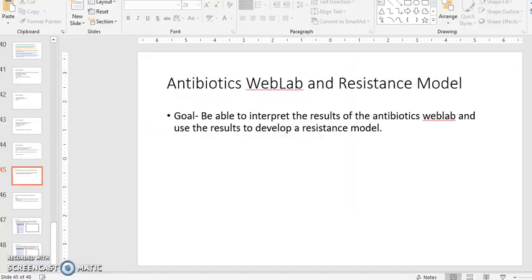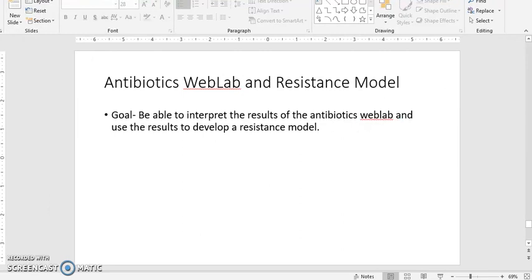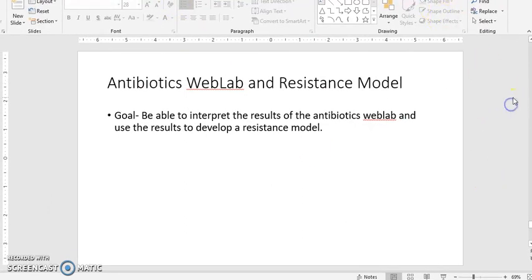So here's what I want you to conclude from that simulation. We want to be able to interpret those results and use the results to develop a resistance model. So I'm going to go over to the board, and we're going to try to draw a model together for how bacteria become resistant.